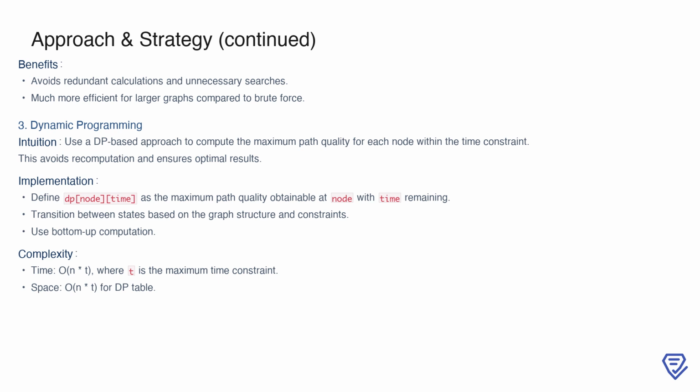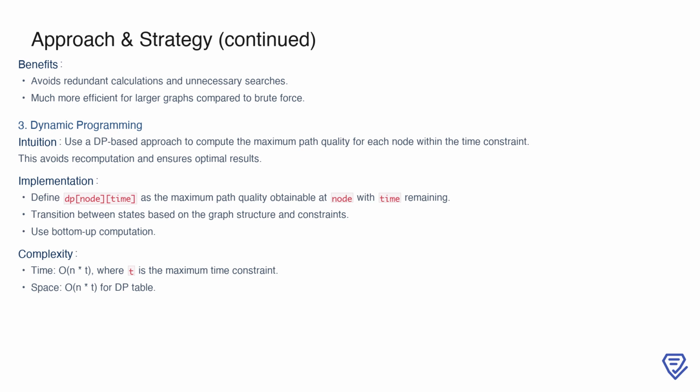Another alternative to consider is a dynamic programming-based approach. With this strategy, we define a state dp[node][time] to represent the maximum path quality achievable at a specific node with a given amount of time remaining. Transitions between states are determined by the graph structure and the time constraints, and the solution is computed using a bottom-up approach. This method avoids recomputation, which ensures that the results are optimal.